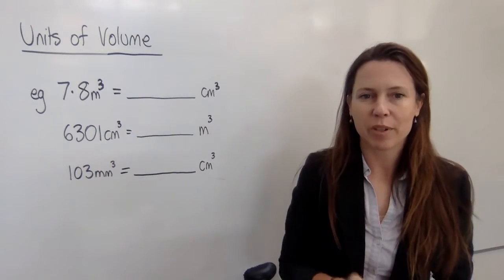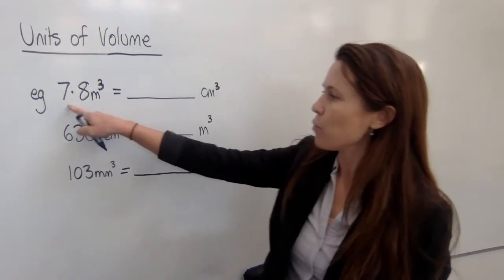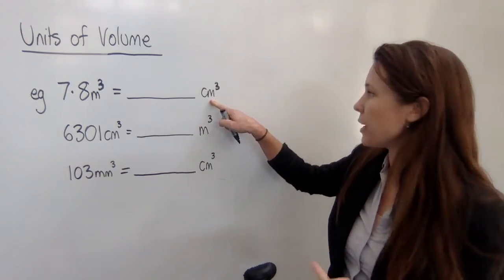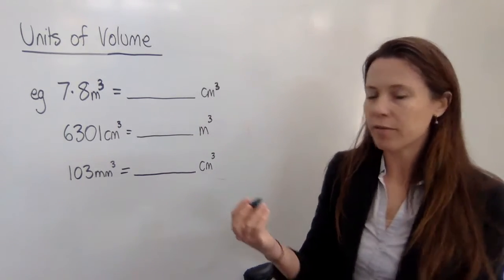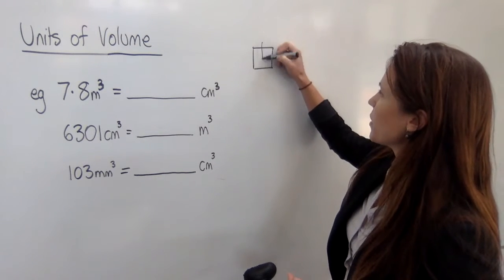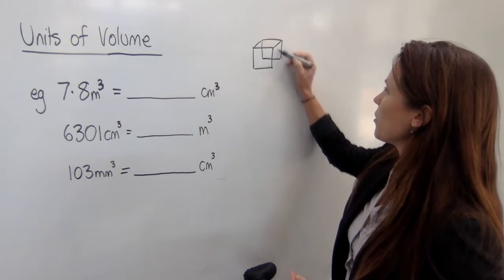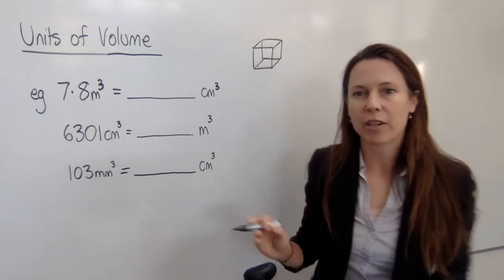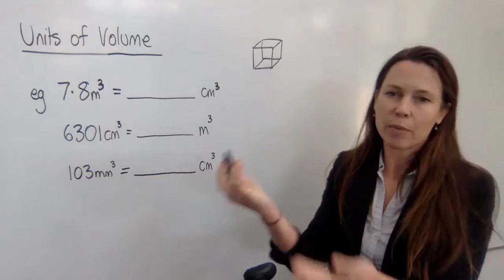Okay, so let's make some conversions. 7.8 meters cubed equals how many centimeters cubed? All right, now, if you've forgotten the conversions, we need to be able to draw a picture to quickly work them out. Because throughout your life, if you ever want to make conversions, you don't want to be memorising your Year 8 maths. You want to know how you can come up with it again.